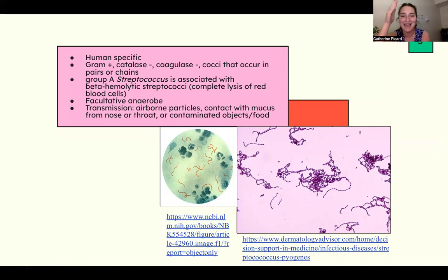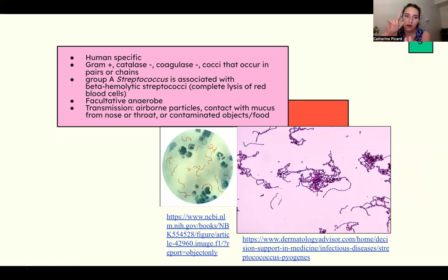But I like that this image has the shape. You can really tell that it is a coccus shape. So it's either in pairs or in chains. Usually we find it in chains, as you can tell in these images. There are a couple of pairs in the gram-positive image. But in this other image, there are short chains, long chains. So it varies, but they're all the same shape, which is coccus.